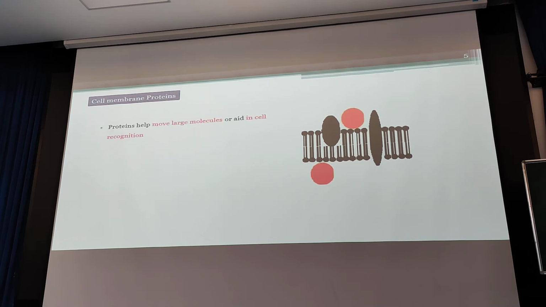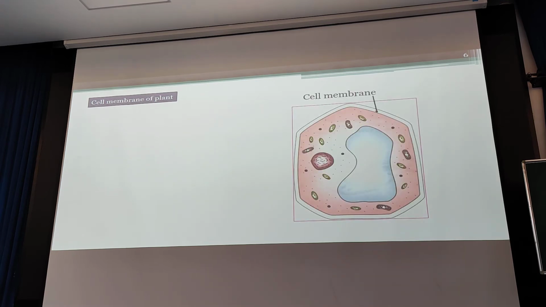Cell membrane proteins we will also discover in lecture number 4, I think. And pay attention to the cell membrane of plants. They lie immediately against the cell walls. In the plant, they have a cell wall surrounding them.